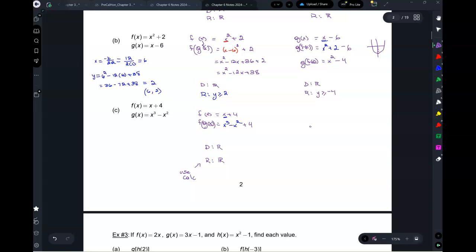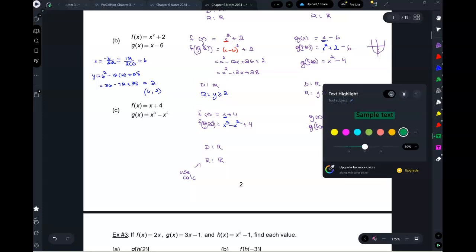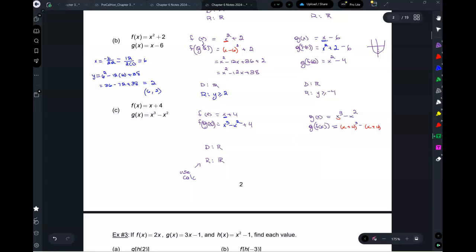Okay, so now let's find g of f of x. G of x is going to be x cubed minus x squared. So this is going to be, okay, x, we replace with f of x: (x plus 4) cubed minus (x plus 4) squared. Okay? And then you would have to multiply this out.